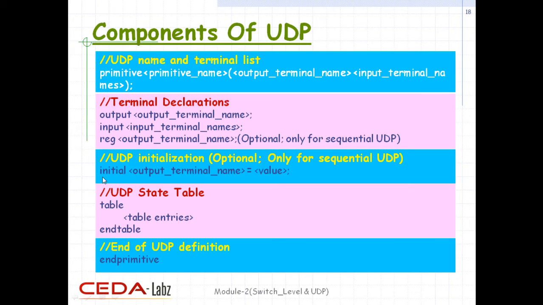The UDP state table is the most important part of the UDP. It begins with the keyword table and ends with the keyword endtable. The table defines how the output will be computed from the inputs and current state. The table is modeled as a lookup table, and the table entries resemble entries in the logic truth table. The primitive definition is completed with the keyword endprimitive.